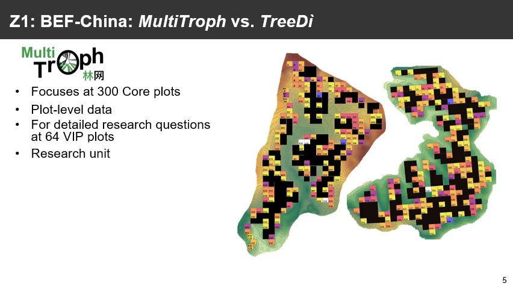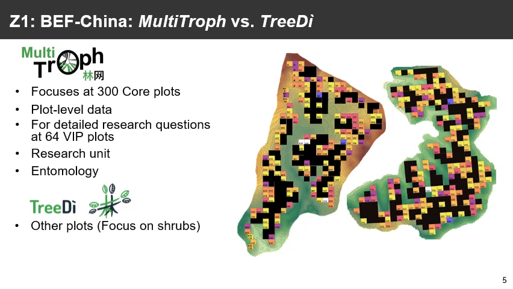MultiTurf, as you know, is a research unit, or we apply for it as a research unit. And it is focused mainly on entomological research questions. In contrast, we have 3D, which is already a project funded by the DFG at the BEF China platform. 3D will focus on other plots, on the shrub plots especially, and the shrub and tree plots in the next phase. And 3D is collecting tree level data.